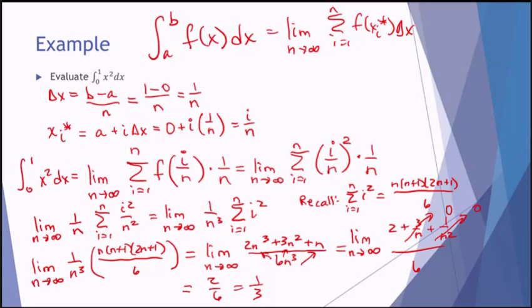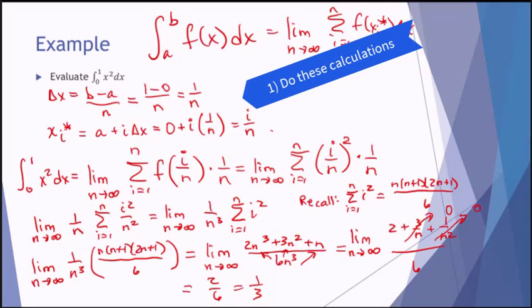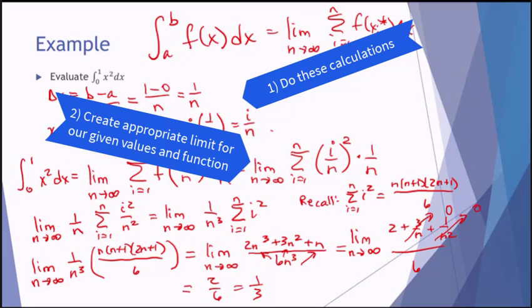So let's do a quick recap because this one's, believe it or not, relatively straightforward. Some of these, the algebra gets a little bit nastier. First, we found the calculations for delta x and x sub i star. Next, we created a limit based on the limit definition of an integral with our particular delta x and our particular x sub i star. And then we evaluated the function at x sub i star.